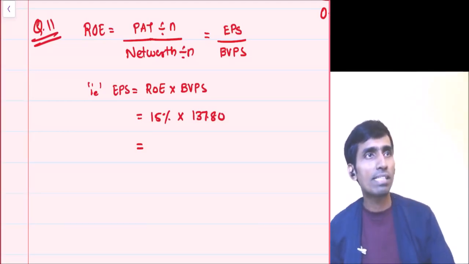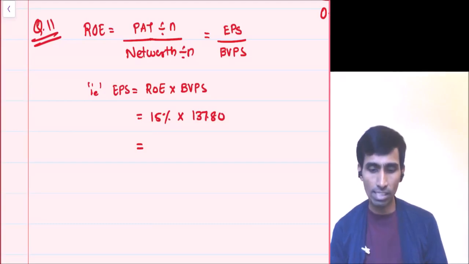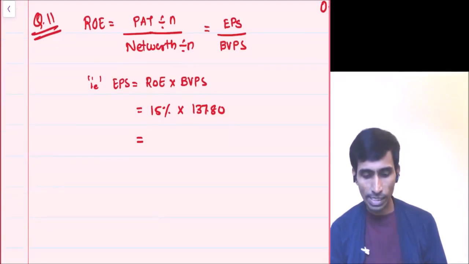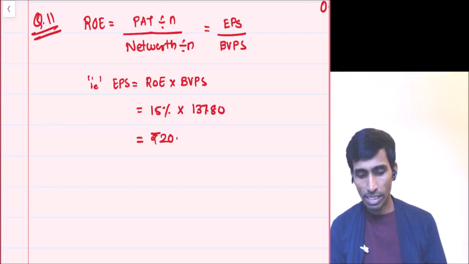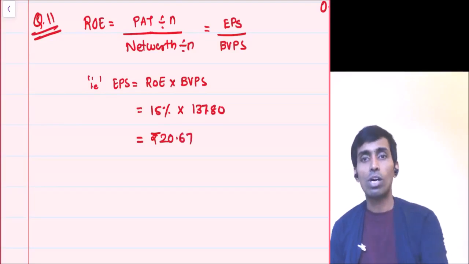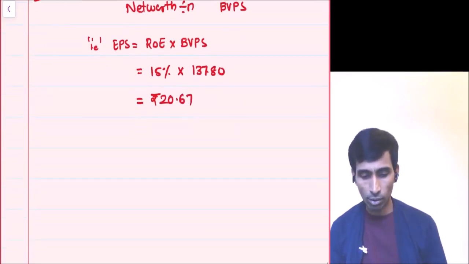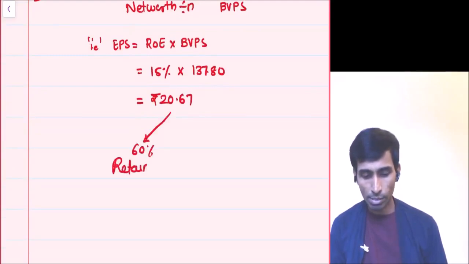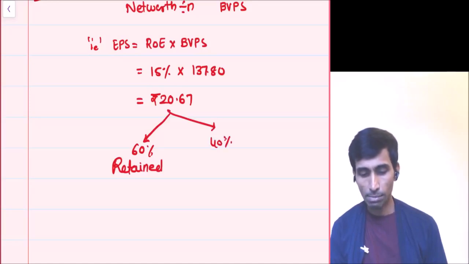So 15% of 137.8 comes to how much? Rupees 20.67. Understand? Out of this, 60% is retained. If I retain 60%, how much is the dividend payout? Sorry, the dividend payout ratio is 40%.